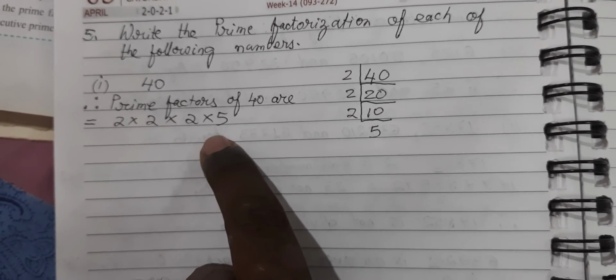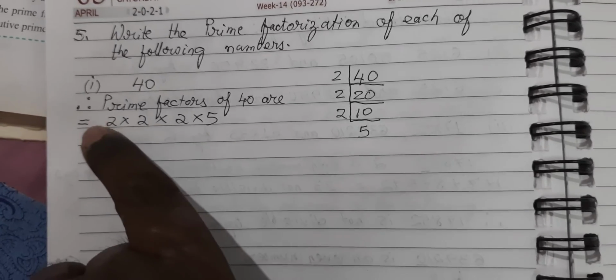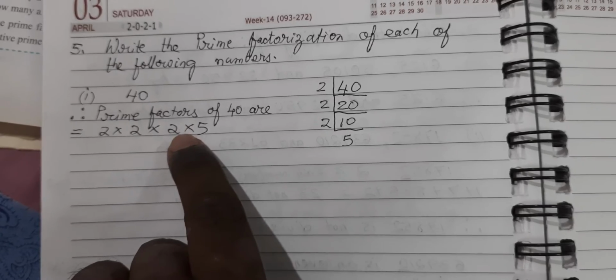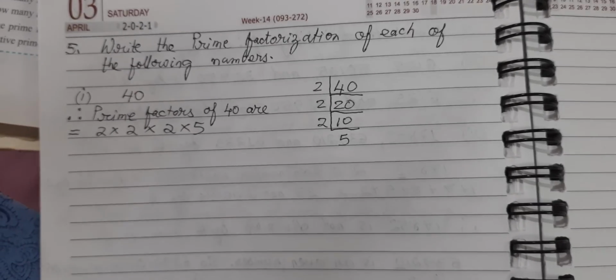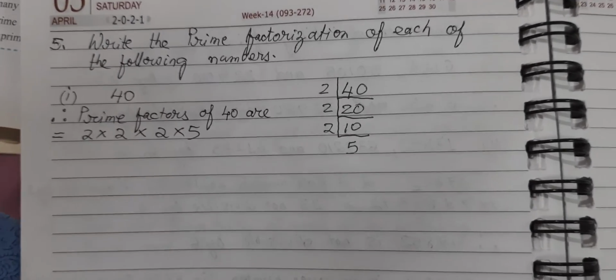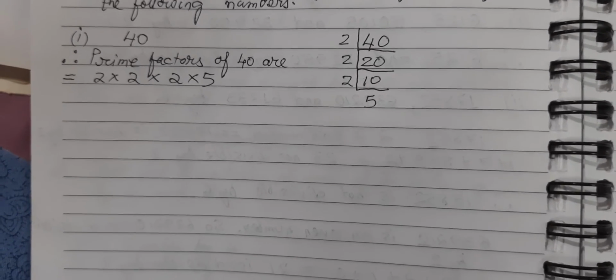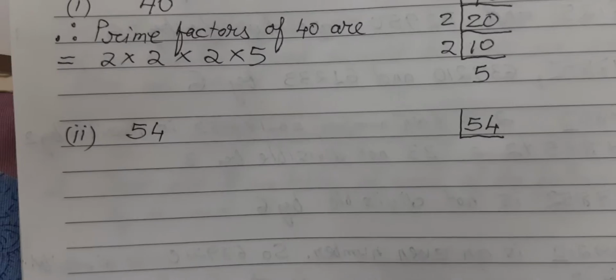And we call them factors. Multiply them, you will see that you will get back 40. 2 2s are 4, 4 2s are 8, 8 5s are 40. So I hope you have understood how to get prime factors of any given number. The next question is 54.